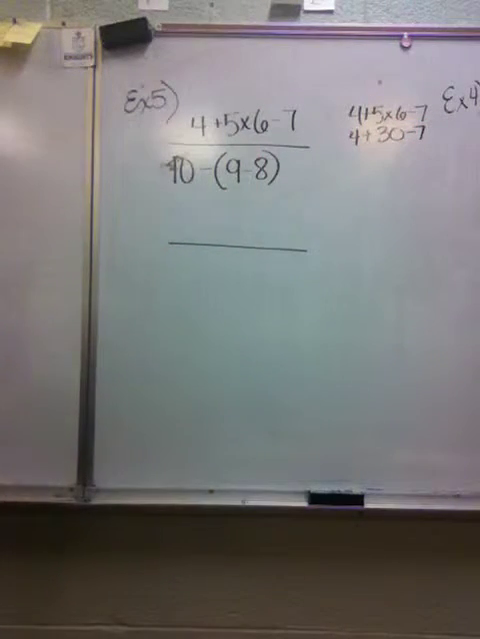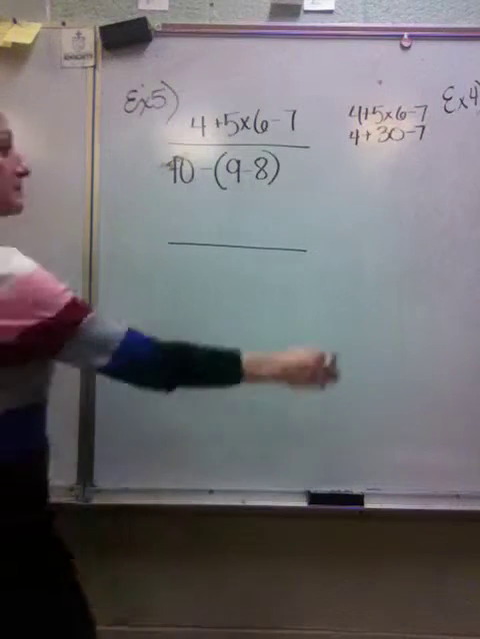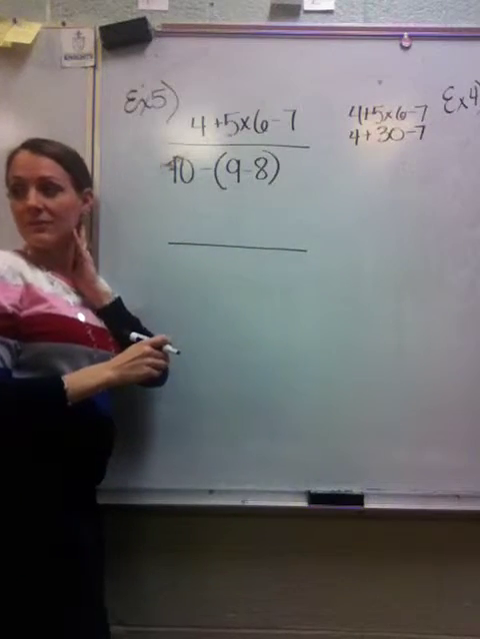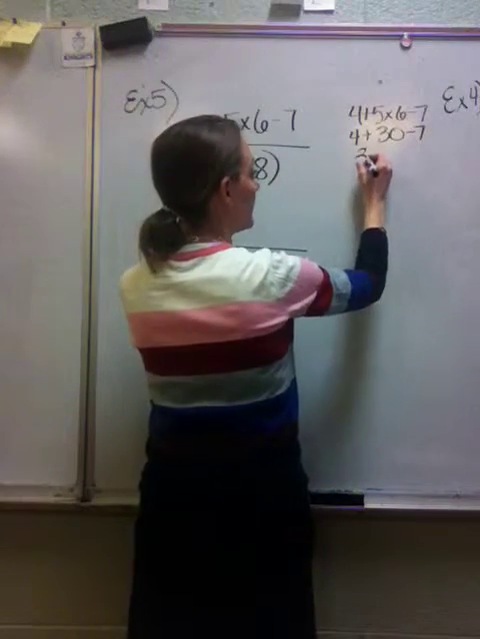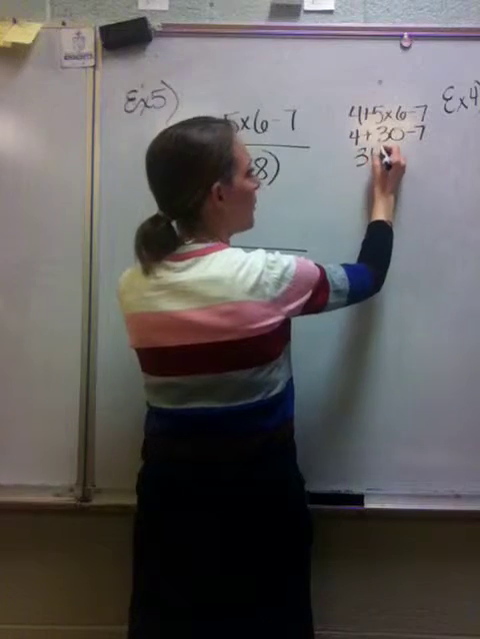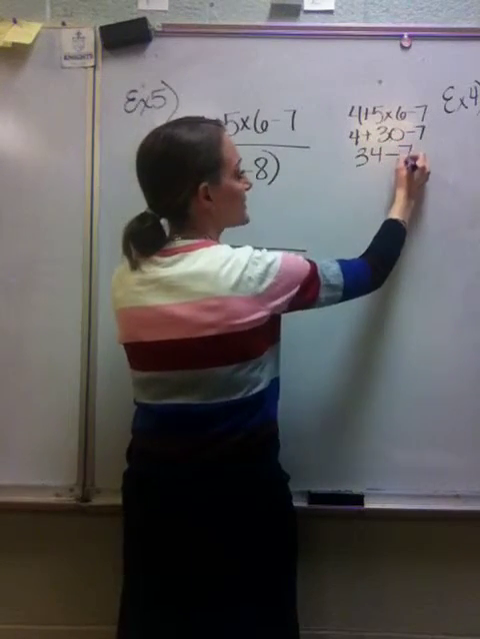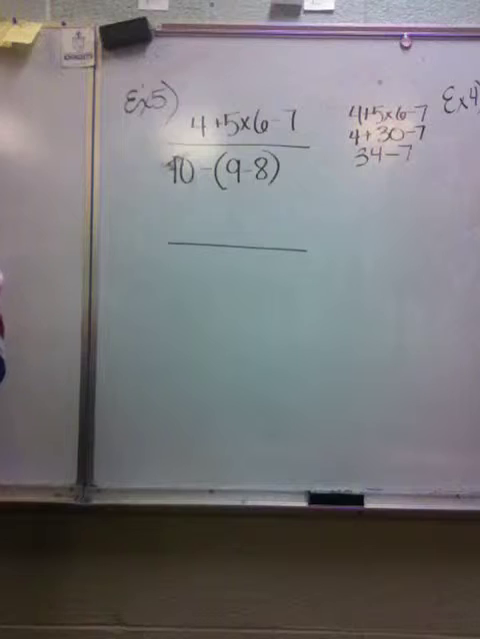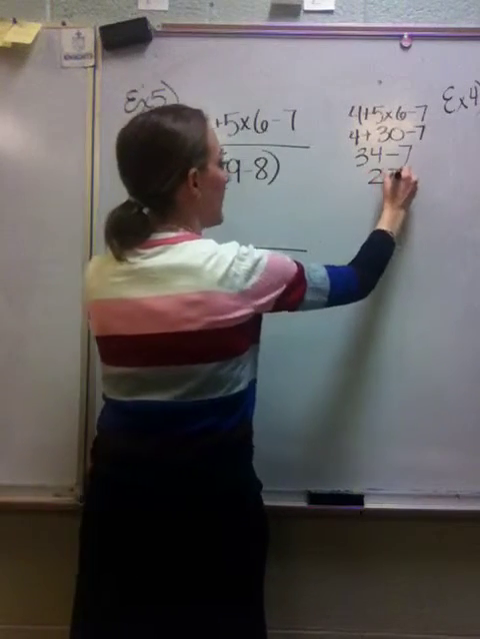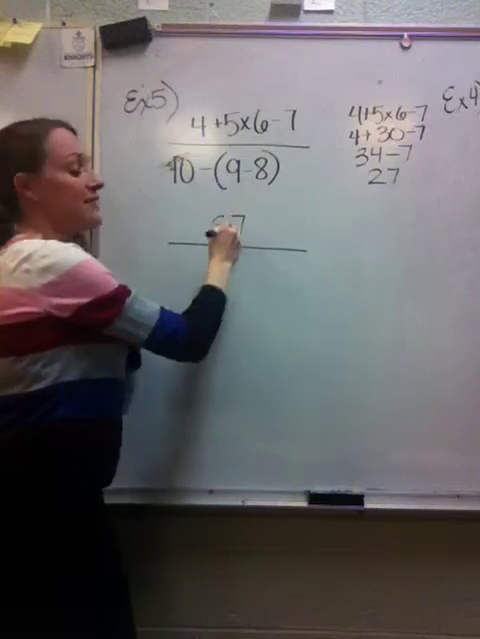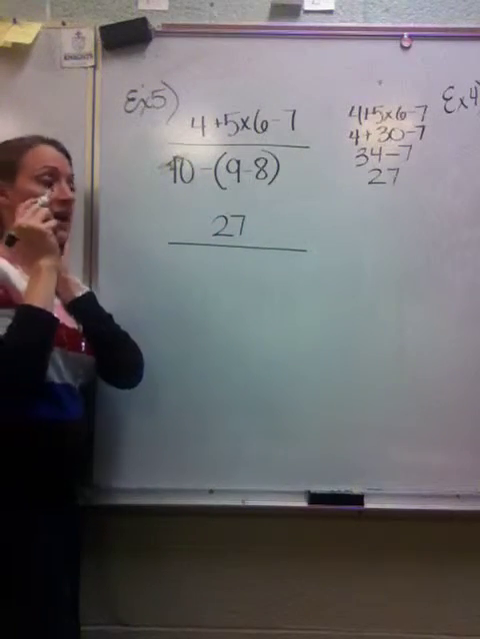Now, what do I do here? What comes next here, Isabel? 4 plus 30 is 34, minus 7. 34 minus 7 is what? 27. Yeah. So on top, I have 27. Does that make sense? All right.